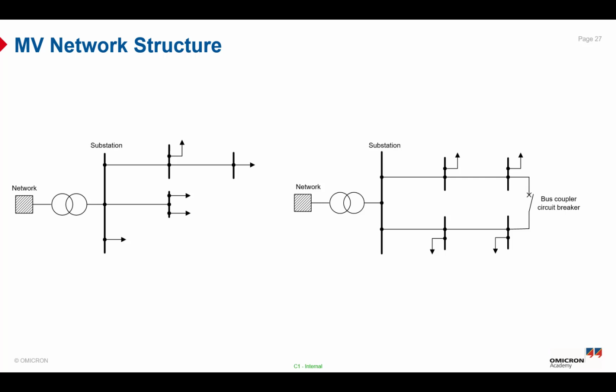You can see the difference from the left figure on the screen representing the radial network, while the right one represents the ring network. And we will see the difference in the next slides. What is the difference between the radial network and the ring network?